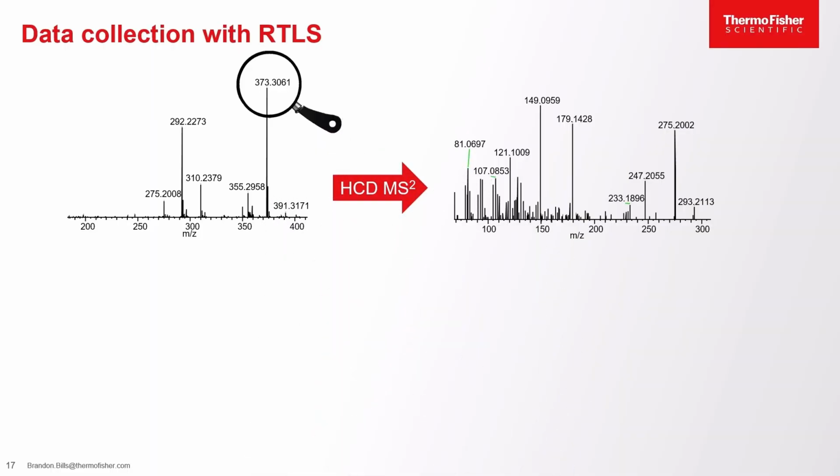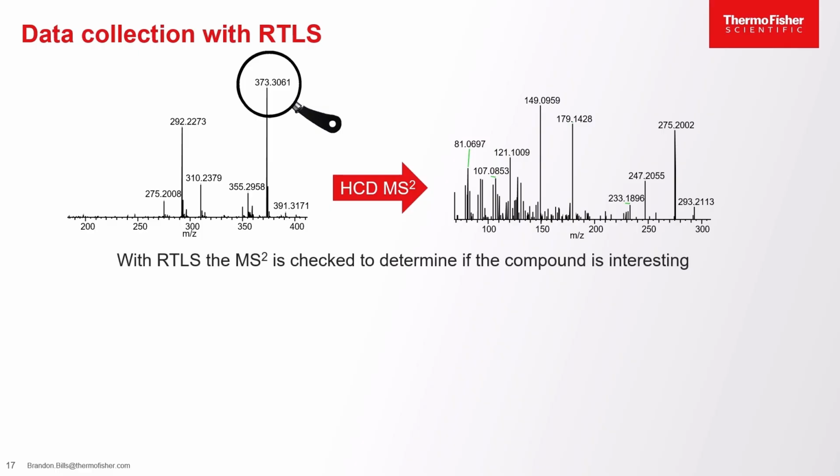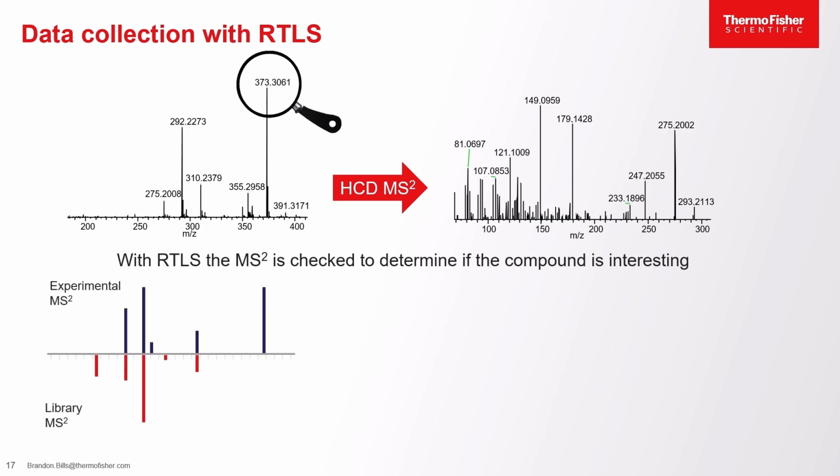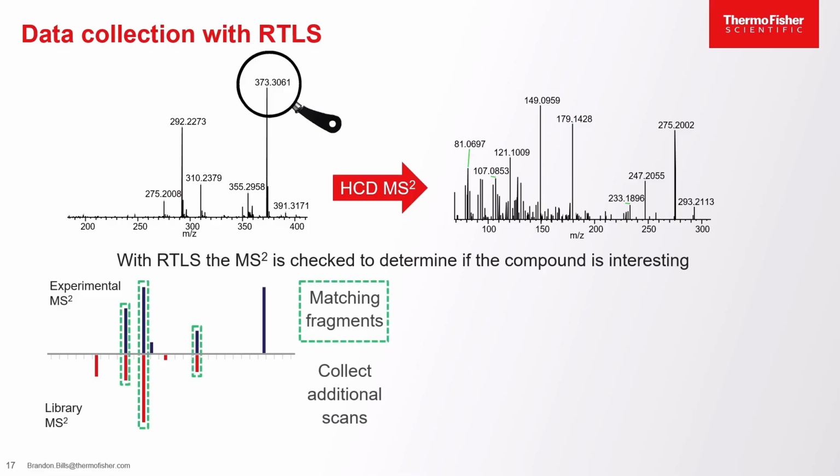With real-time library search, the first 2 steps are pretty much the same. It collects MS1, then it targets a precursor and collects data-dependent MS2. Then we have a bit of a check. This is where real-time library search checks your MS2 and determines if this compound is interesting. It compares it against your library that you've provided, and if there are matching fragments, there's something similar there, it's interesting, it's worth it to spend the time collecting that additional data.